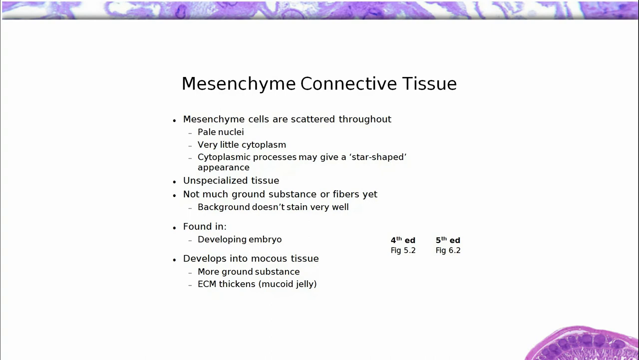Now, the nuclei are fairly pale because these cells have not decided which genes they don't require. Okay? They haven't been activated to differentiate into a particular cell type, and so they don't know yet which parts of their genome they can safely put away and compact. Okay? But they don't have a lot of cytoplasm because they're not really producing anything. They don't require a lot of organelles. They just need whatever they need to maintain themselves.